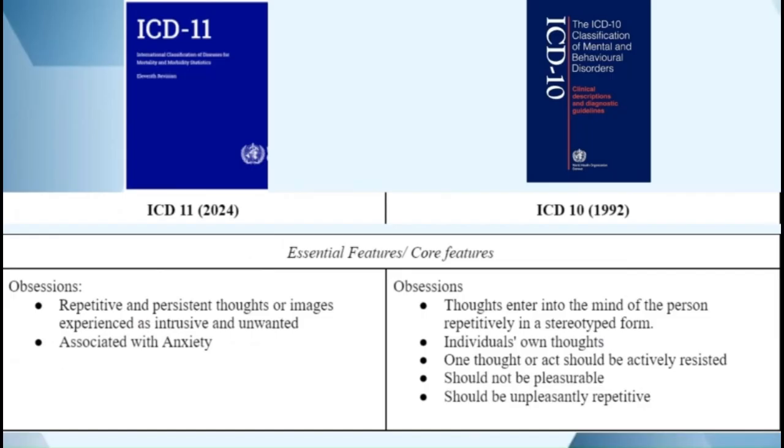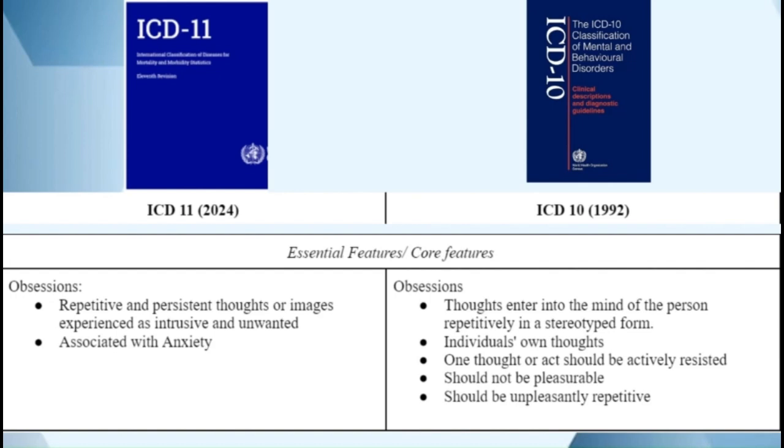In terms of the core and essential features, ICD 10 has used slightly more complex language. It has mentioned stereotyped form in terms of obsessions. They should be the individual's own thoughts, and they should be unpleasant, repetitive. All those things have been mentioned. While in ICD 11 they have simplified the language even further. Repetitive, persistent thoughts should be there, and they can be associated with anxiety.